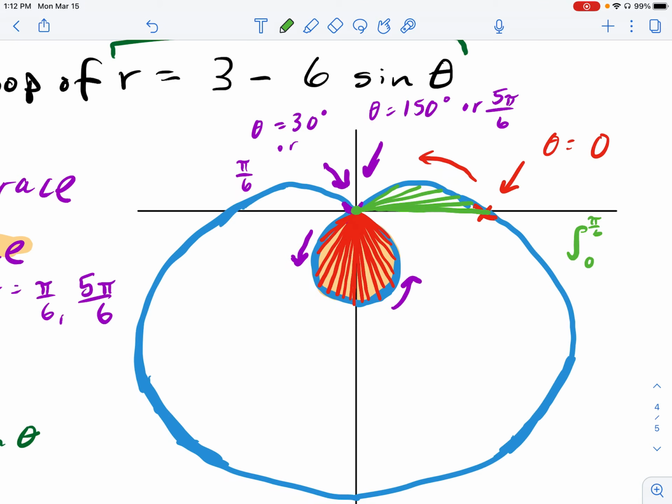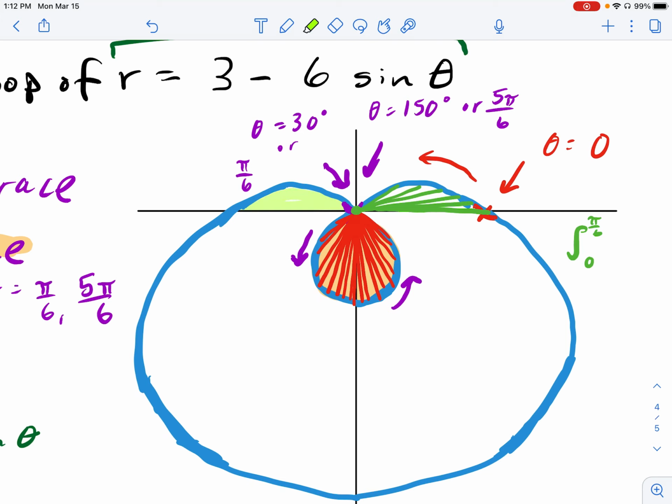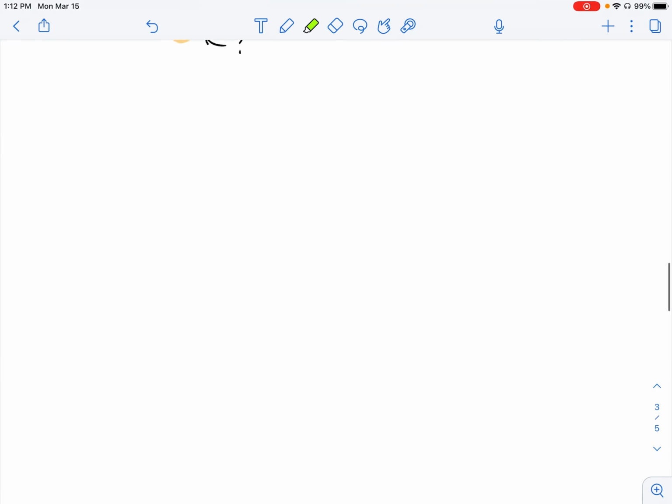And if you wanted to, you could identify that this region here is symmetric over the y-axis, so it's going to be congruent to this region that I've just highlighted. So once you find the area of that region to the right, you could just double that to find the region's area to the left. Okay? So let's go ahead and try one more example.